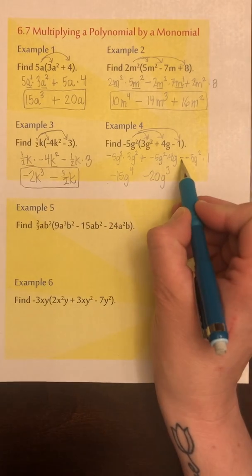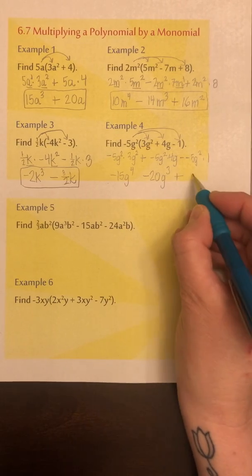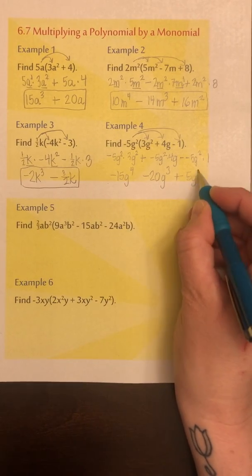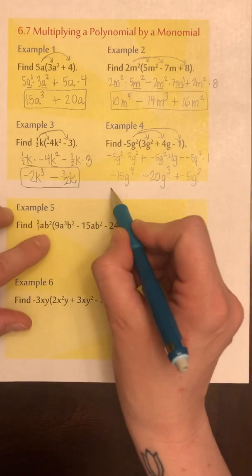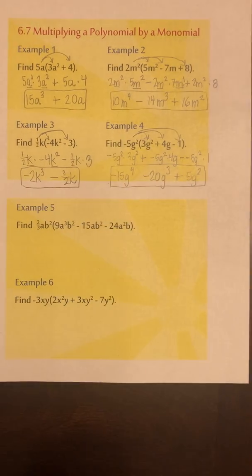Lastly, back here, I get these two minus signs together. We remember that that means that that's going to turn into a plus. So I'm going to have plus 5g squared. And again, this is as far as we can take it because although we have the same variable, they do not have the same exponents.